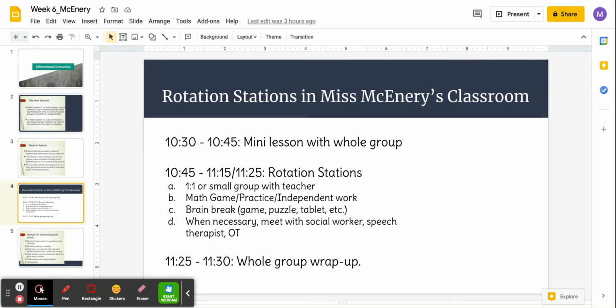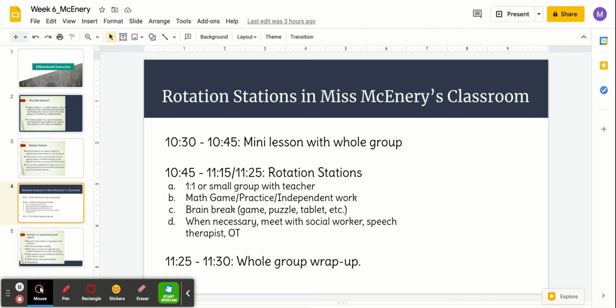One of our other stations is more of a math game, math practice. A lot of times I will have my students work on their IXL lessons or their Dreambox lessons, just so that they can still work towards those state assessments without shying away from our math concepts. I just think this is a really good time to incorporate that practice.